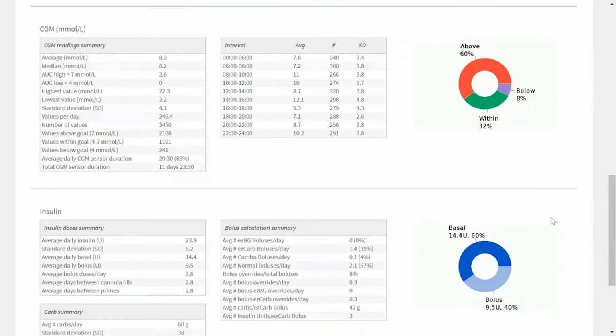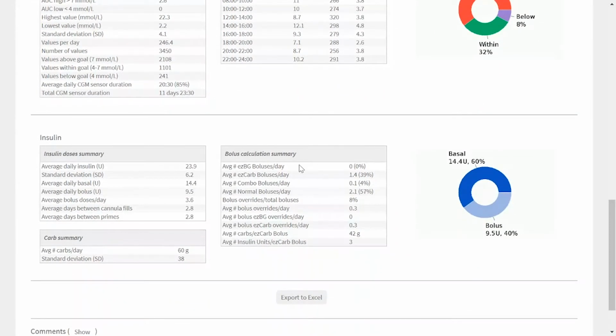As you scroll down towards the insulin category, you can see the average daily insulin units, how much these fluctuate, the average daily basal and boluses, as well as the ratios of basal to bolus. On the right hand side, you're able to see if a patient has been overriding their specific insulin pump, or the levels of carbs, etc., that a patient has been having.